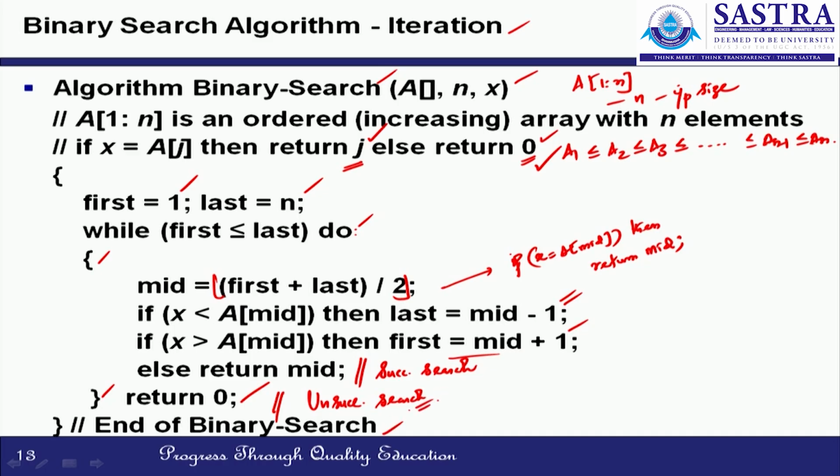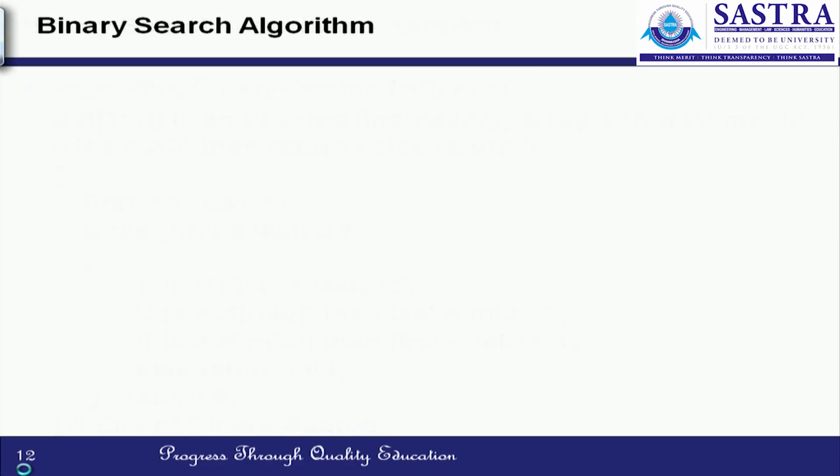Closing curly brace, this is the end of the binary search algorithm. So clearly when the searching element is available in the array, at one stage this return mid returns the correct index. If the searching element is not available in the array, this return 0 returns a value 0 to indicate this is an unsuccessful search. Let us verify the correctness of this iterative algorithm with an example.